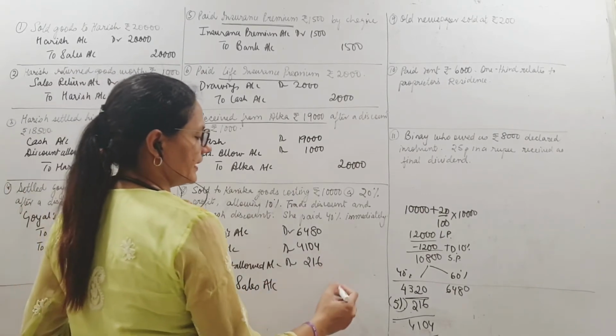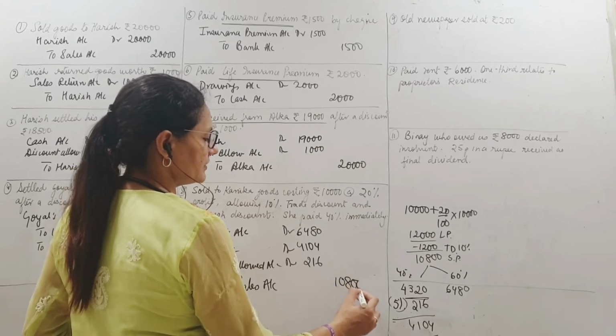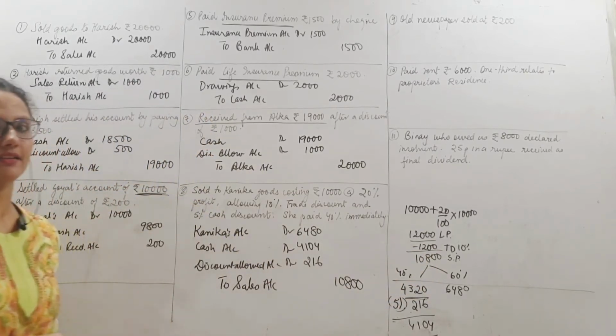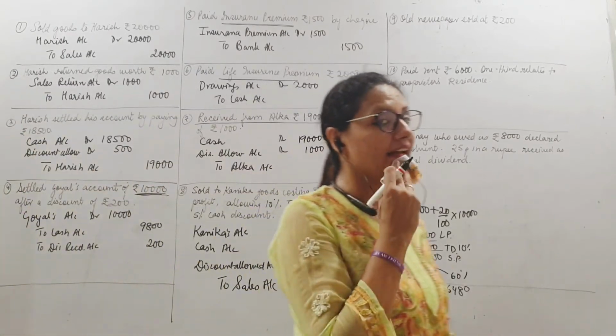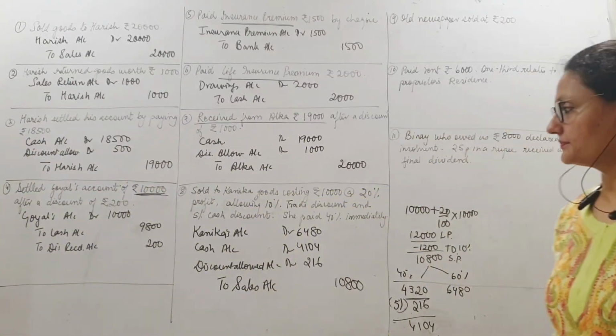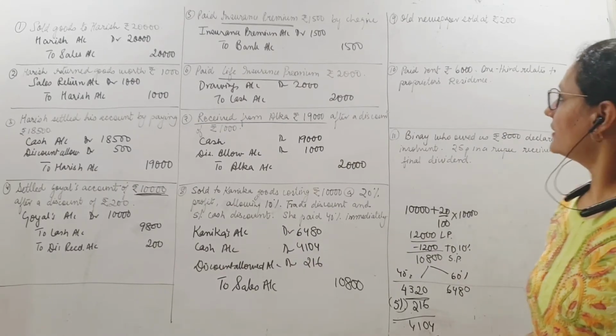Sales account will be the entire amount, which is 10,800, our selling price after the trade discount. It is not 12,000, remember, because 12,000 is the listed price, right? Clear to you? Good.